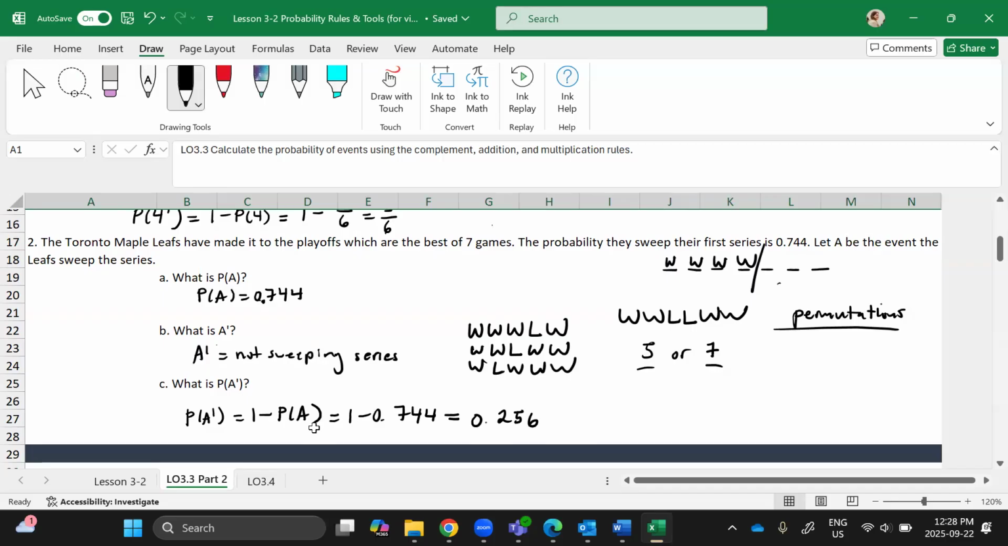Just 1 minus the probability they do sweep gives you the probability that they don't sweep, that they lose at least one of the games or have to go to 5, or they could go all the way to 7 if they don't sweep.